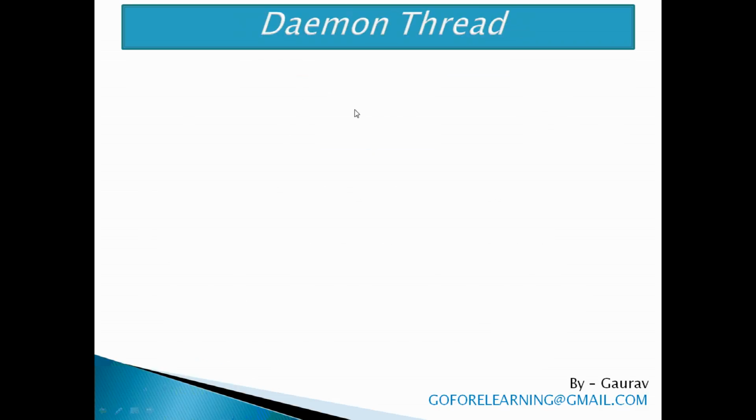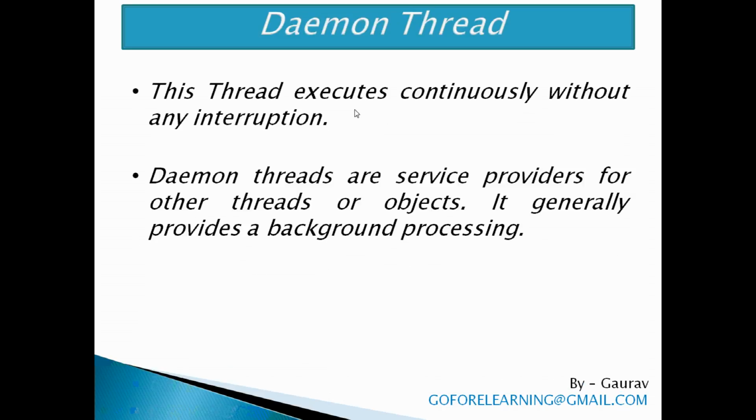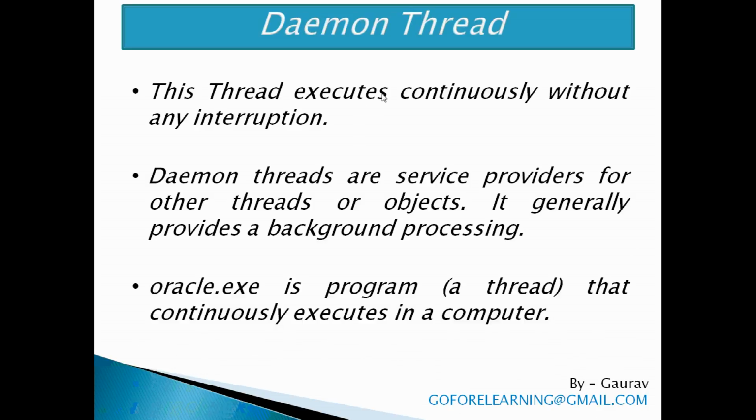And last is Daemon Thread. What is a Daemon Thread? A thread that executes continuously without any interruption. Daemon threads are service providers for other threads or objects. They generally provide background processing. For example, oracle.exe is a program, or we can say a thread, that continuously executes in a computer. When the system is switched on, it also starts running and will terminate only when the system is off. So this is all about threads.